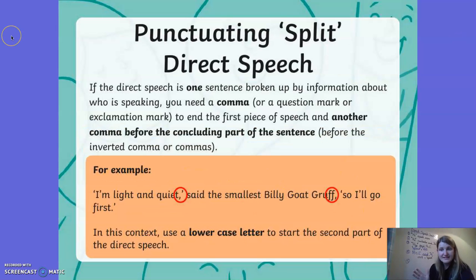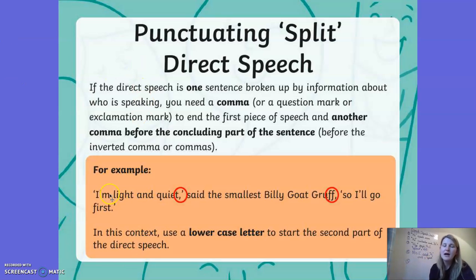Right, like I said, this is quite a lot of information as we're recapping what you've done before. For some of you, you're going to be focusing purely on those top 4 things, particularly that rule between the verb, comma, speech, or speech, comma, verb. Okay. For some of you, though, you might want an extra challenge, which is looking at punctuating split speech. Split direct speech is basically where somebody's talking, and when you're writing it down in the middle of something they're saying, you're saying who said it.